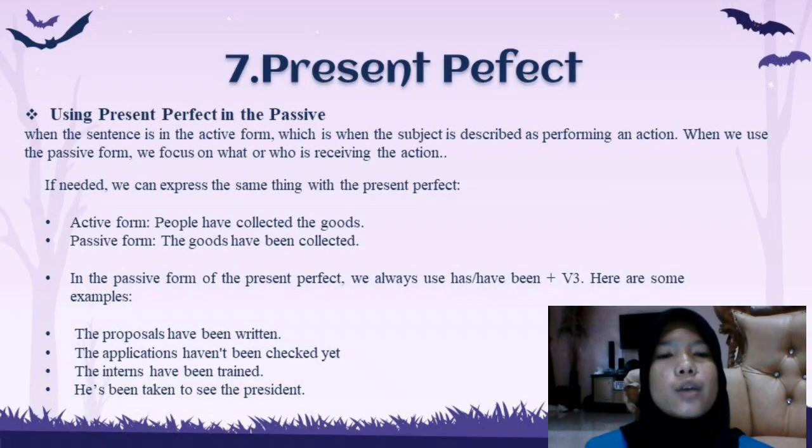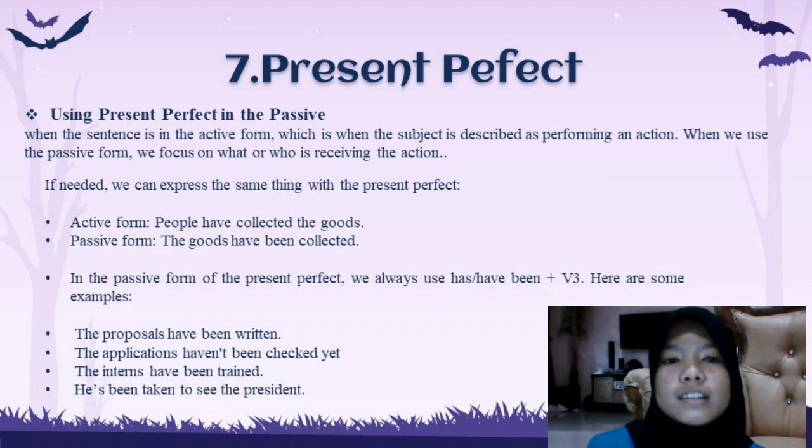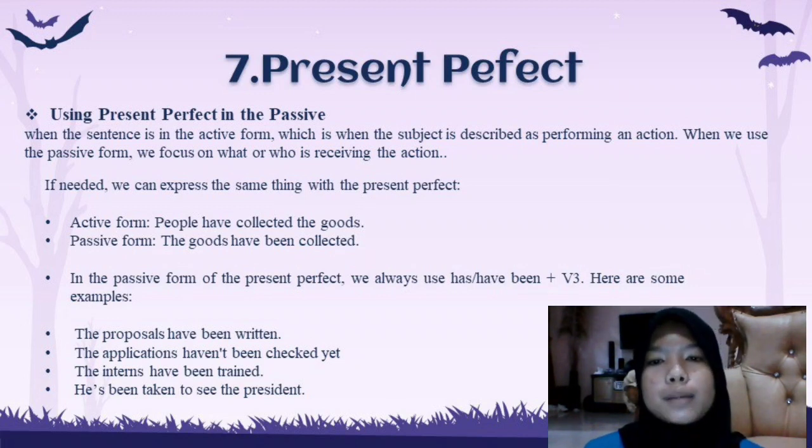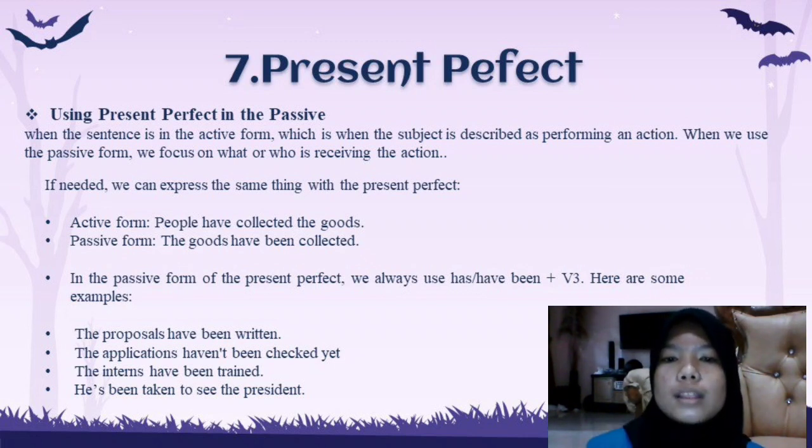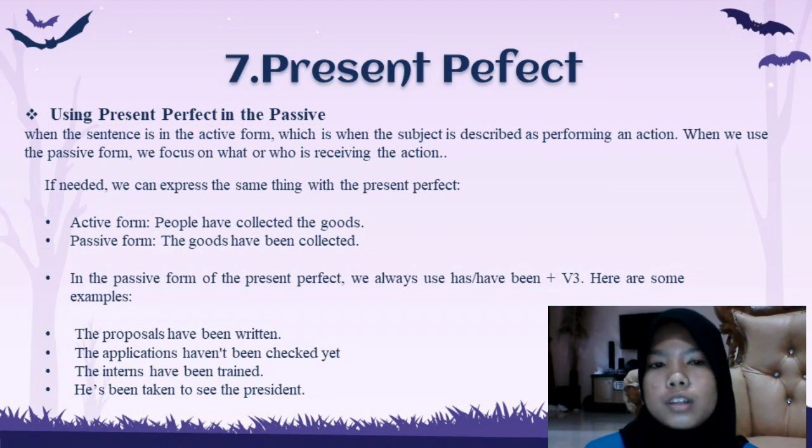Lastly, I will explain using the present perfect in the passive. When the sentence is in the active form, the subject is described as performing an action. When we use the passive form, we focus on what or who is receiving the action. We can express the same thing with the present perfect. Active form: people have collected the goods. Passive form: the goods have been collected.